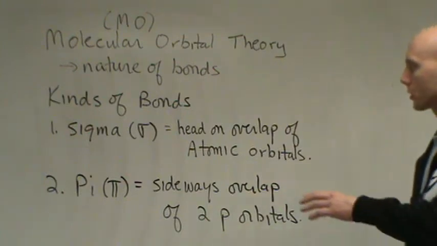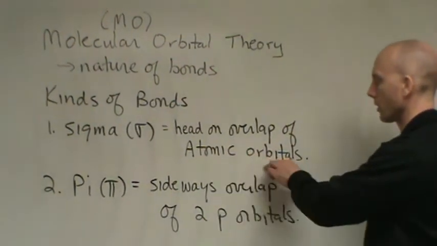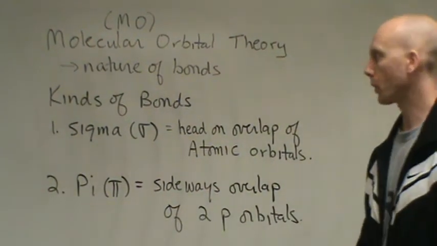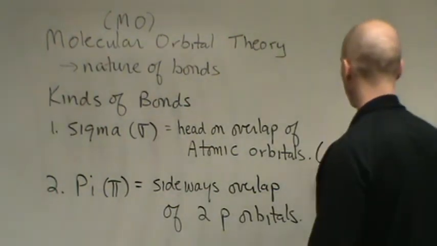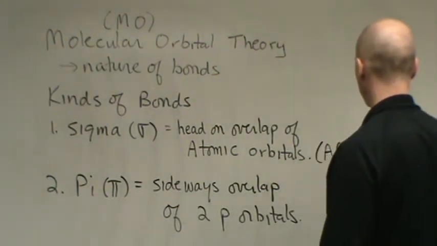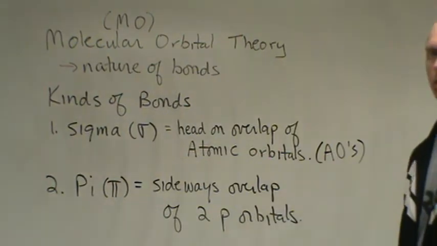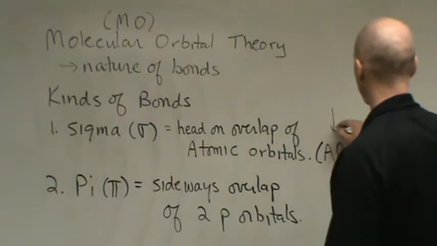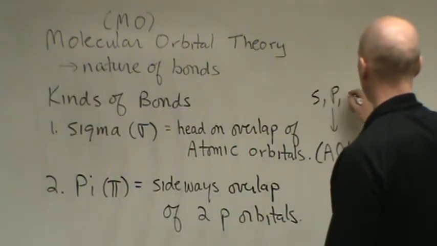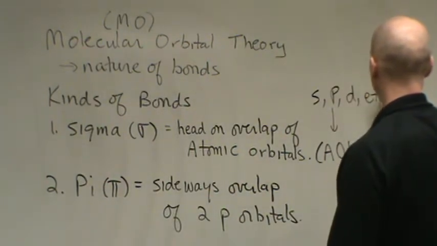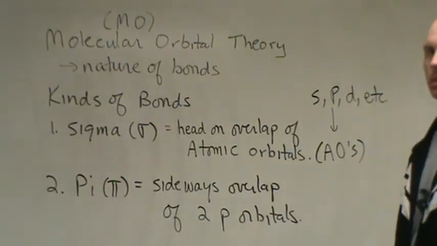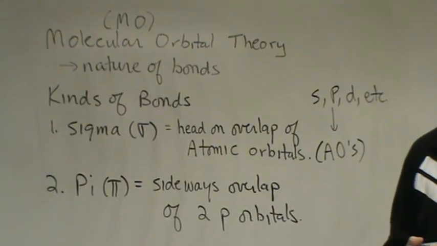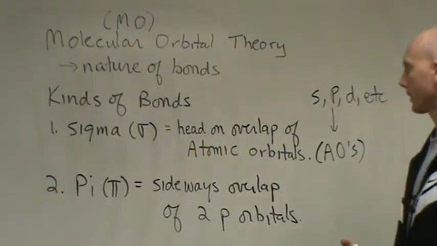Okay? Let's come back to the sigma bond. You notice the word atomic orbitals. Atomic orbitals, or sometimes we'll simply call these AOs. What were the atomic orbitals? The atomic orbitals were the s, the p, the d, and so on. Remember, those were represented by the quantum L numbers, back in quantum chemistry.